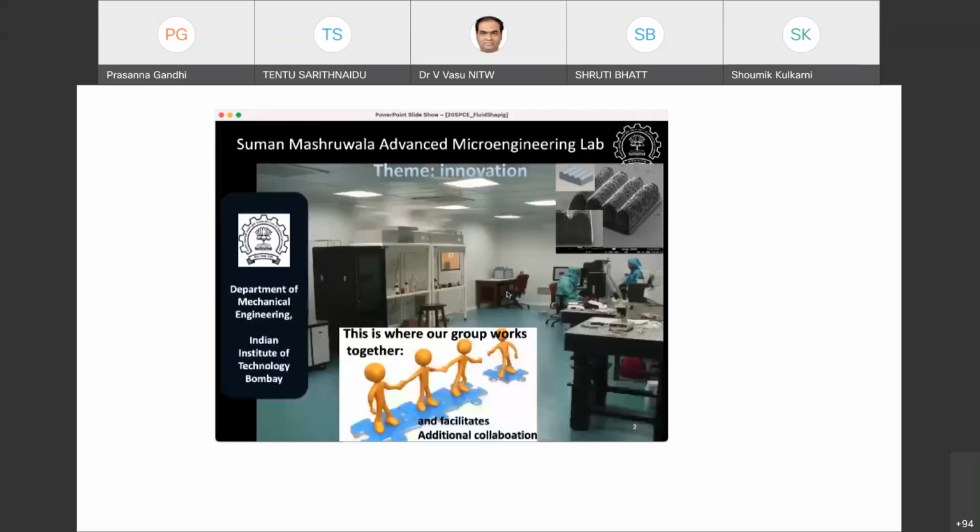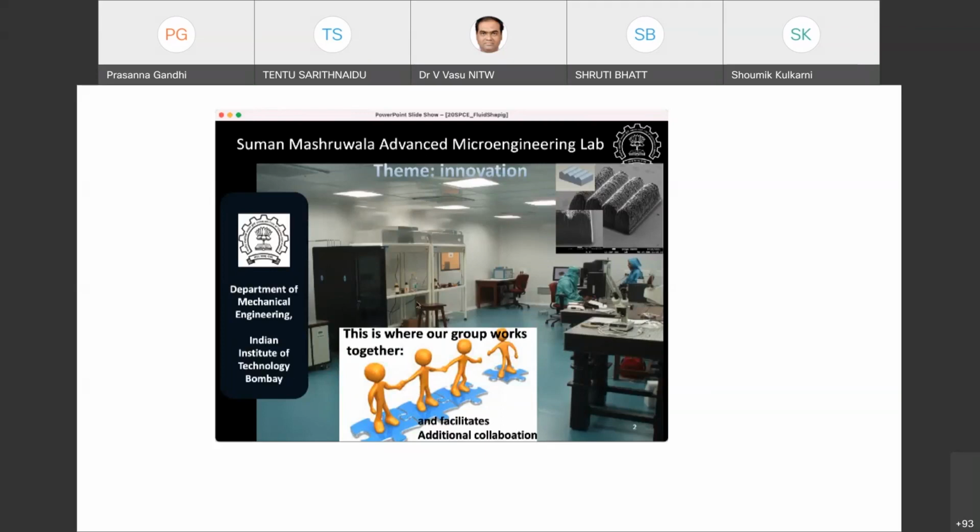Okay, and I'll show you these are very interesting processes. The basic concept I'll tell you, but before that, this is about our lab. The main theme of our lab is innovation. So we do a lot of innovative activities for different purposes in our lab. There's a lot of scope for collaboration. So if you want to use our facilities, or use a machine which we have developed for your own process, feel free to contact us, and we'll talk about it.